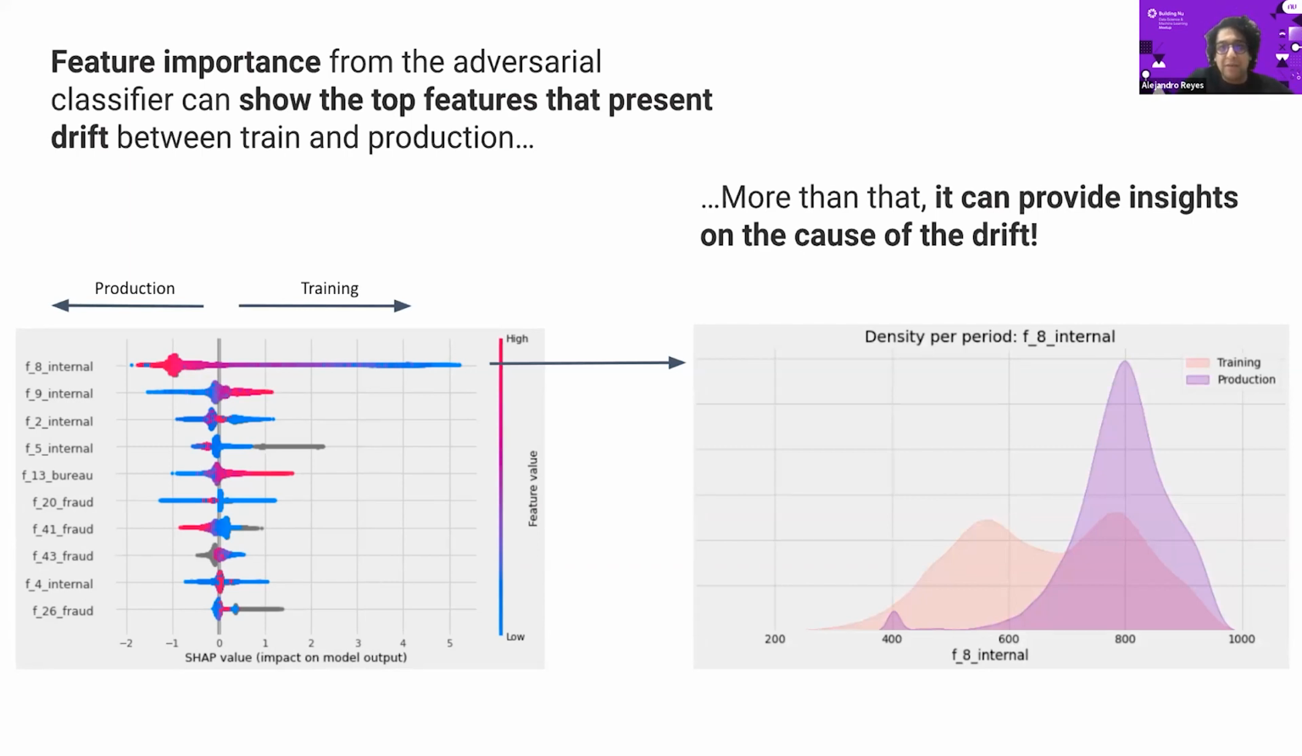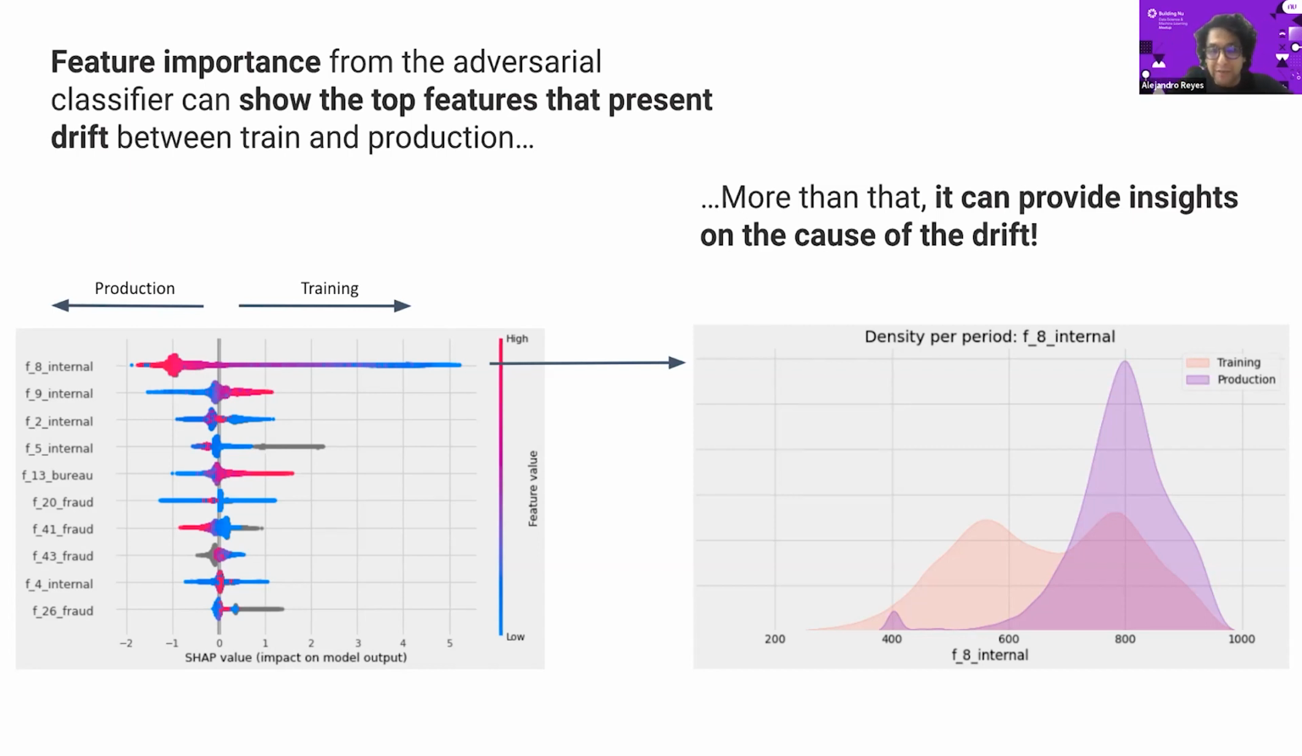More than that, the SHAP analysis can provide insights on the cause of the drift, on the why of the drift. For example, we have the feature 8 internal. What we can see here is that there is a linear relation between the value of this feature and the adversarial score. In other words, the higher the value of this feature, the more likely to belong to the production period. And the lower the value of this feature, the more likely to belong to the training period, okay? So what we can see is that this feature is changing. And more than that, this feature is increasing its value over the time.